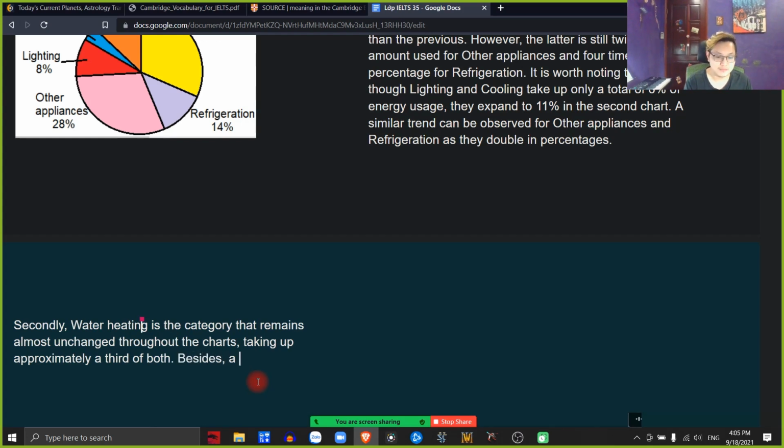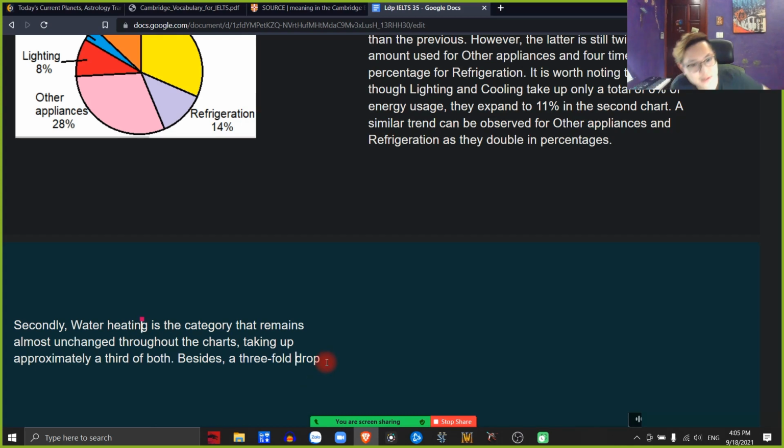Besides, a threefold drop. When you use a compound adjective, it doesn't have a plural form. So it's not like three-folds, but it's threefold like this. It's not plural when it's a compound adjective modifying the noun.